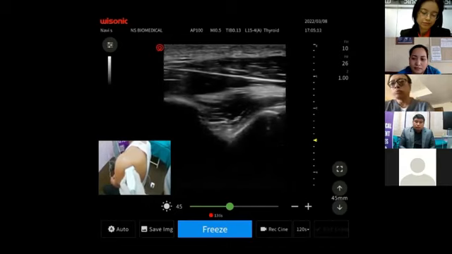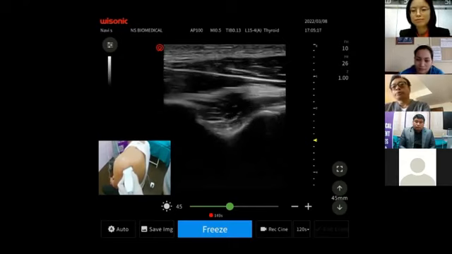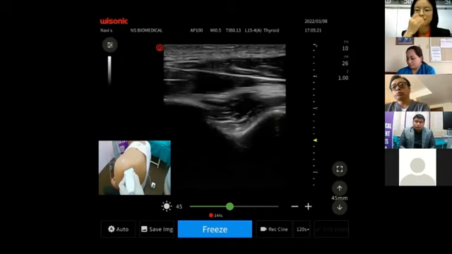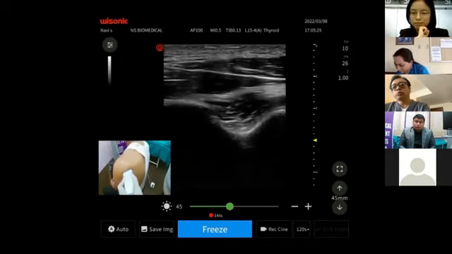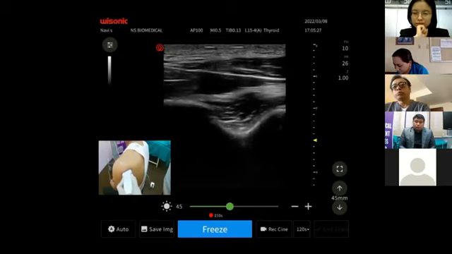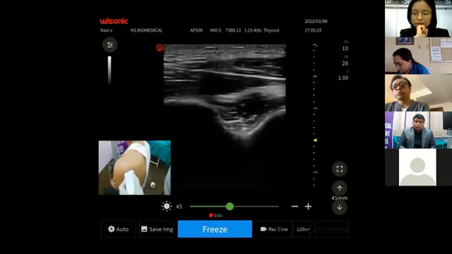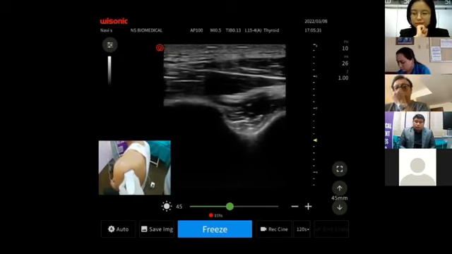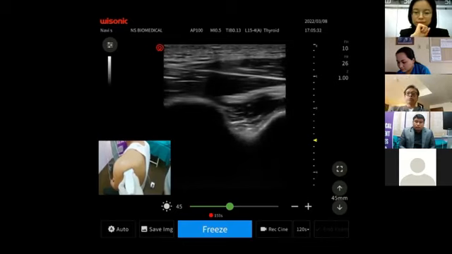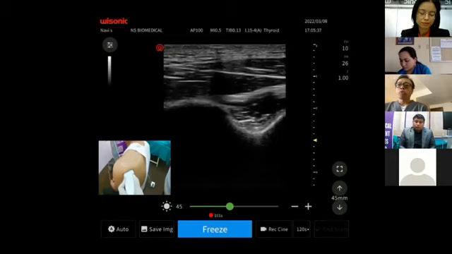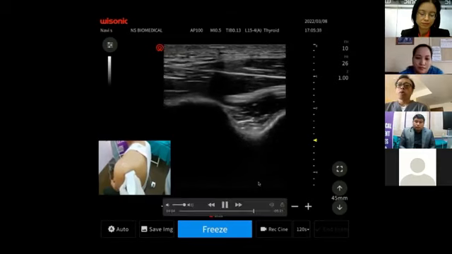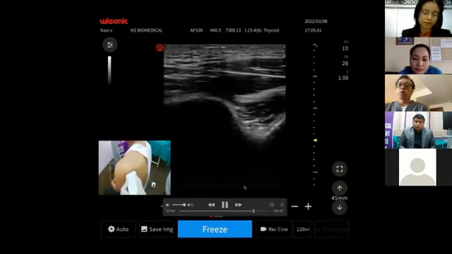So this is the spinoglenoid notch. The suprascapular nerve nestles in this notch. Again, you have to look for the pulsating suprascapular artery. Even in a grayscale, you are able to see that pulsating artery. The suprascapular nerve will lie just next to the suprascapular artery. Again, in a color Doppler or a power Doppler, you may or you may not be able to visualize the artery, and that's all right.